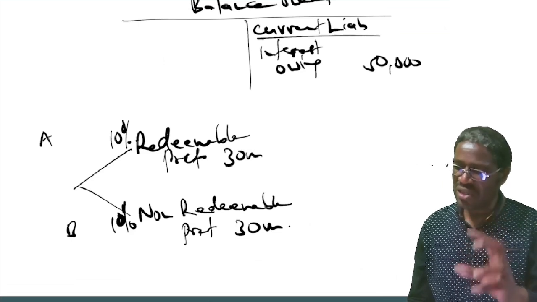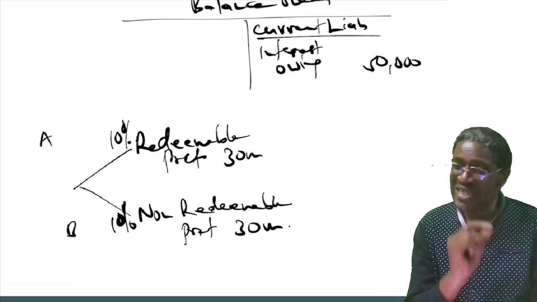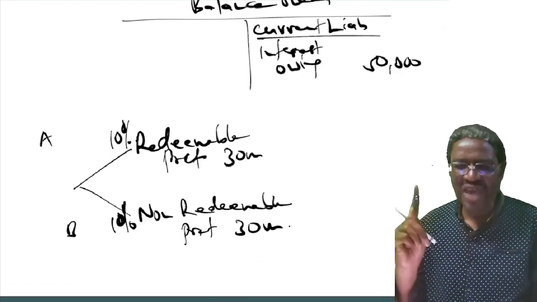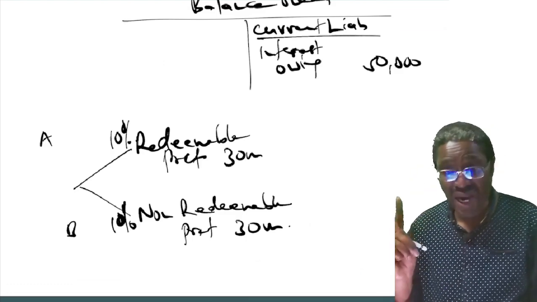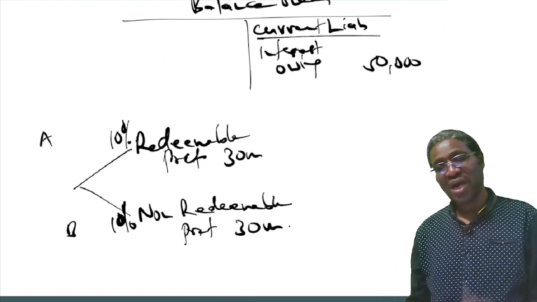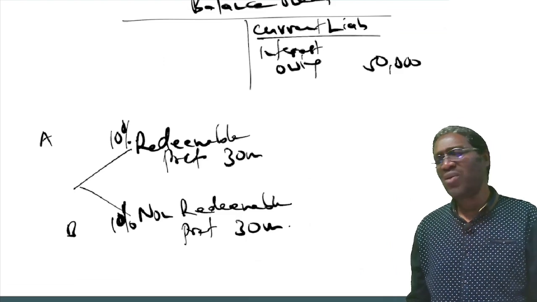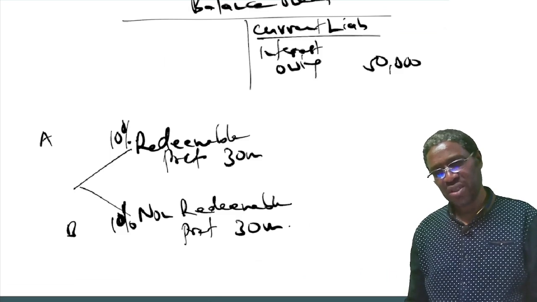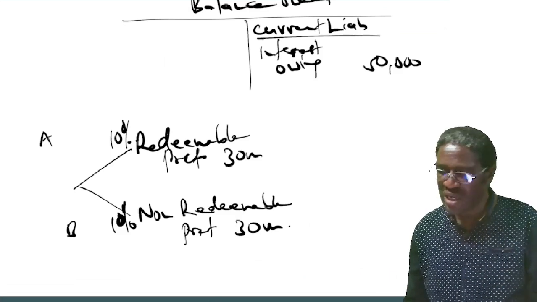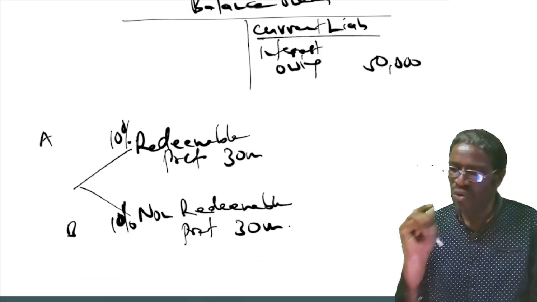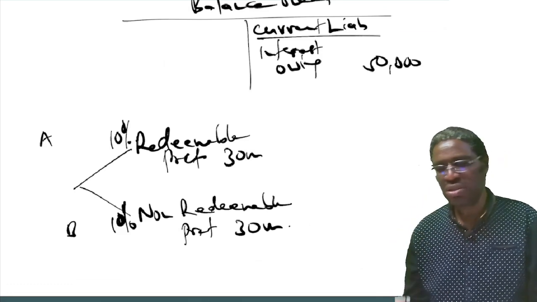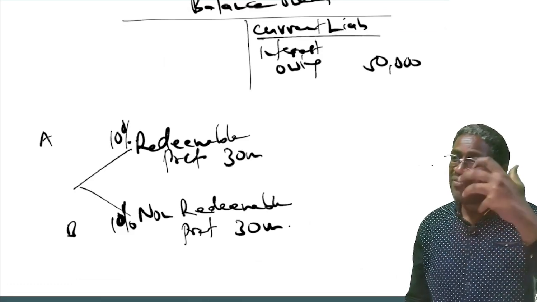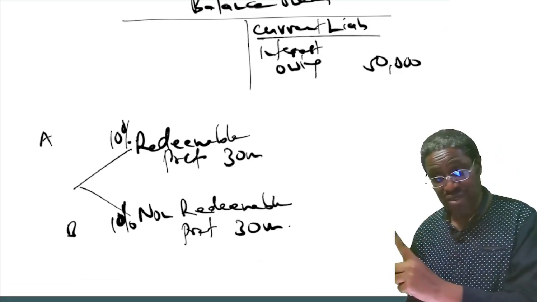That company A, 10 years ago when they were issuing the redeemable preference share, knew a time will come when we shall pay back the 30. Company B, when they were issuing the 10% non-redeemable preference share, 10 years ago still, did not have any obligation to buy back. It's non-redeemable. They don't have any obligation to pay back.